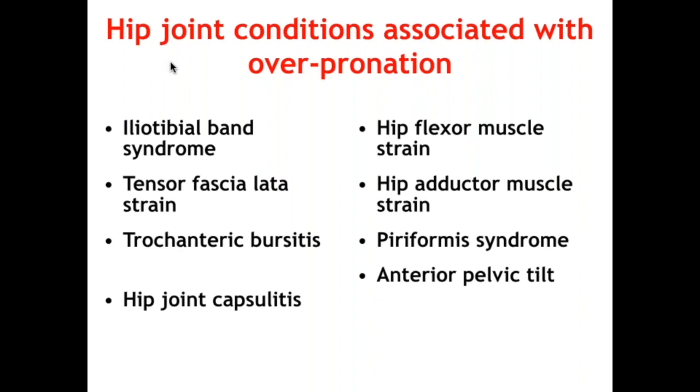You can have bursitis of the greater trochanter. You can have a capsulitis of that area. You can have hip flexor muscle strain, which is your iliopsoas. The iliacus and the psoas major come together down there. The hip adductors can be strained. Your piriformis, and also there's anterior pelvic tilt that happens when you are pronating too much.